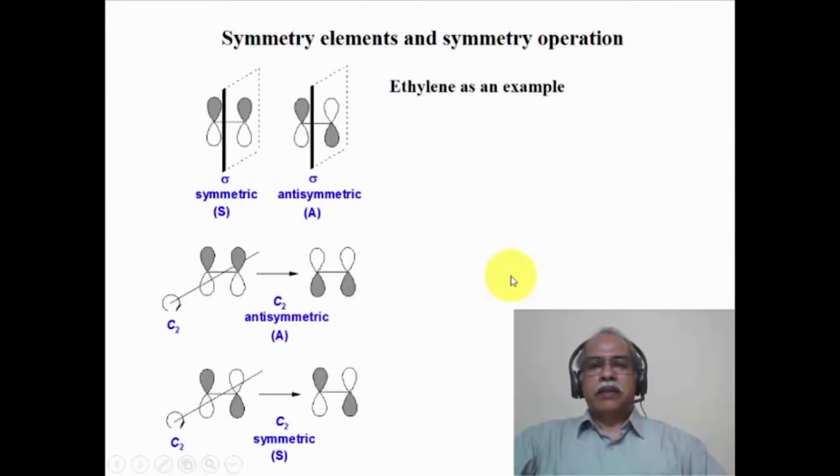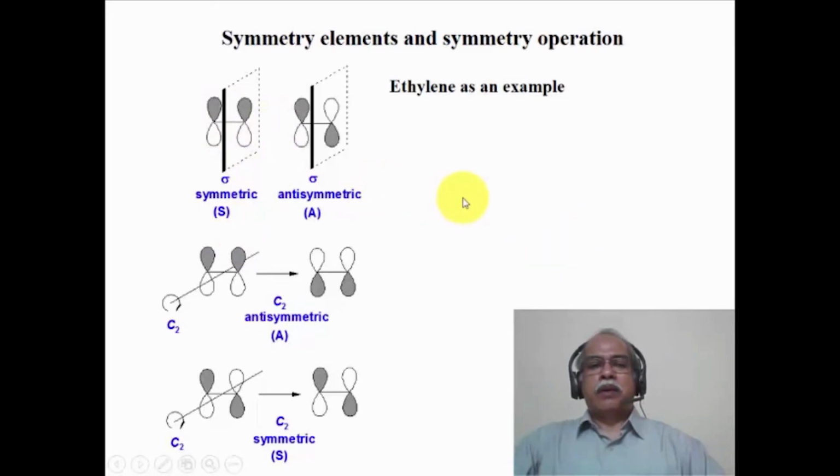Now let us try to identify the symmetry elements and symmetry operation. There are 2 symmetry elements that one needs to worry about. One is a mirror symmetry, the other one is a rotational axis symmetry. The mirror symmetry is essentially a plane of mirror placed on the molecule such that the plane bisects the molecule such that the mirror reflections are identical with respect to each other.